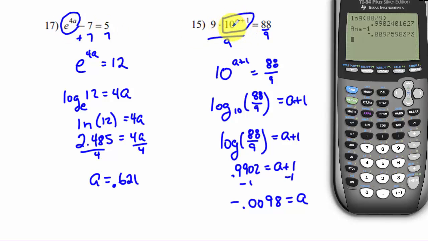Now, if I had picked a problem where our base here was something other than e or 10, been 2 or 3 or 5 or whatever, then when we got to this step to calculate this, we would again be using that change of base formula on the last set of problems.